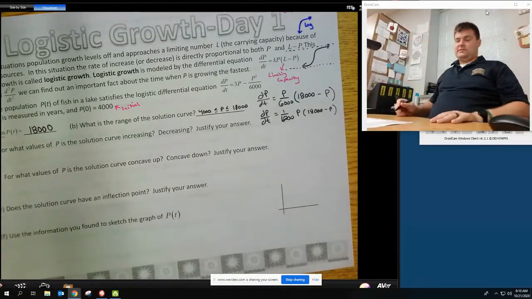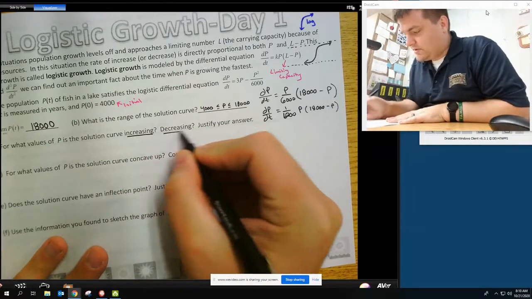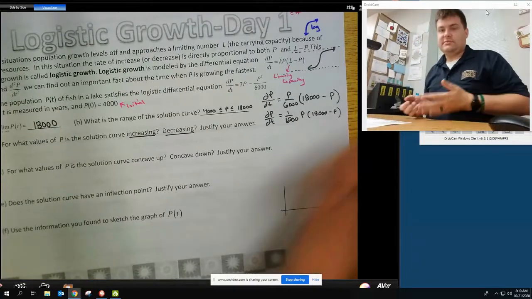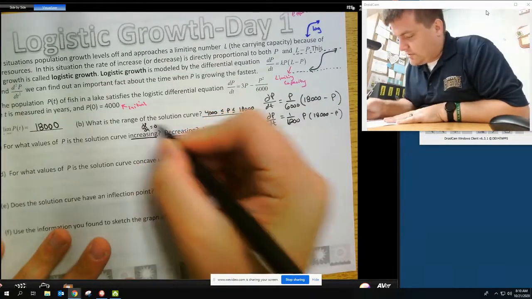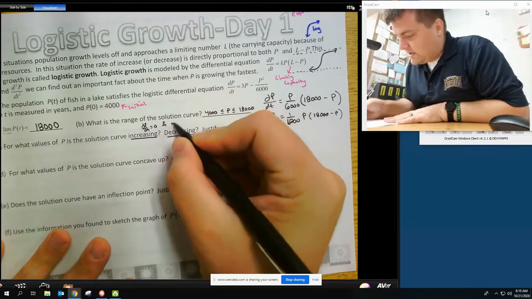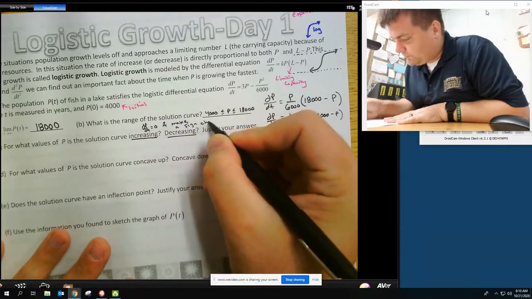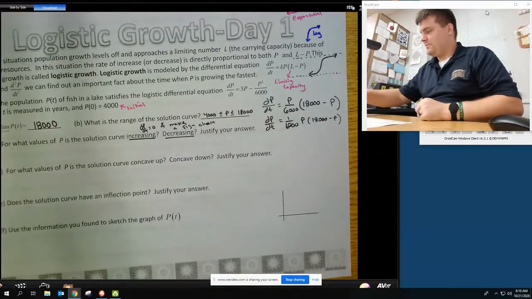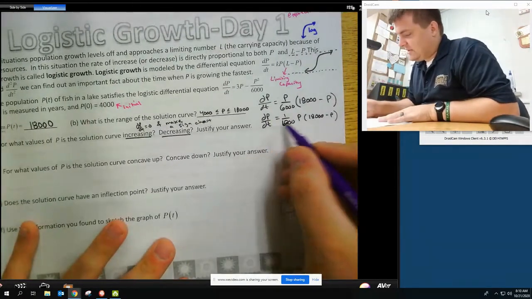Let's justify our answer. How do we find out if something's increasing or decreasing? We have to set the derivative equal to 0 and use a sign chart. So we set dP/dt equal to 0 and make a sign chart. Let's go ahead and do that. I'm going to do this in purple, and set this dP/dt equal to 0.